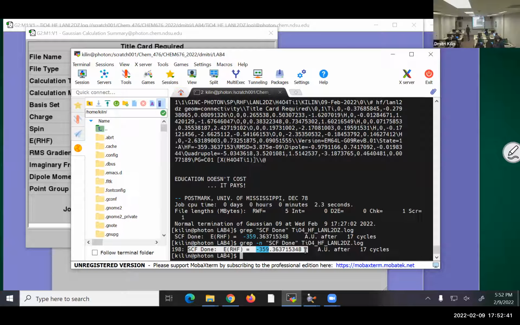Now we go to results. -359. Okay. If you go to command line, you grep SCF done in the .log file. Same number, minus three.